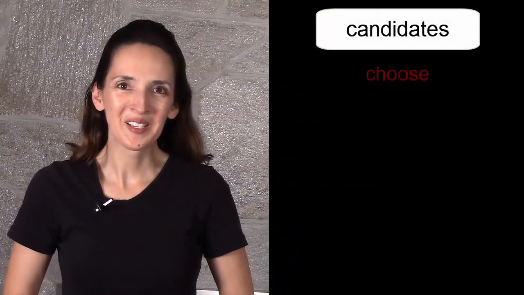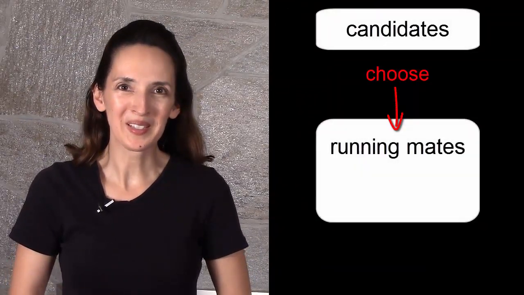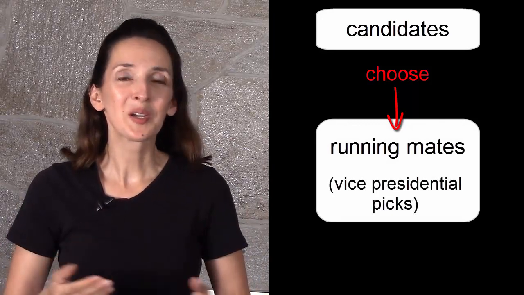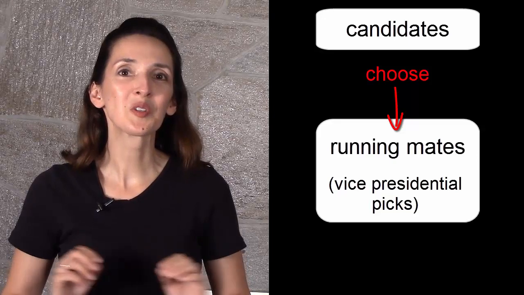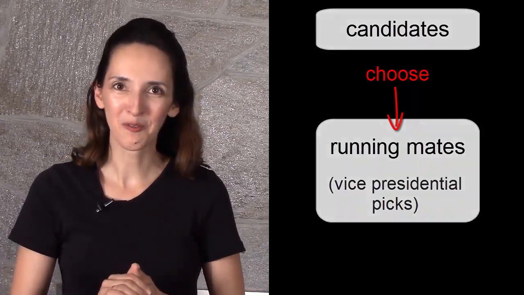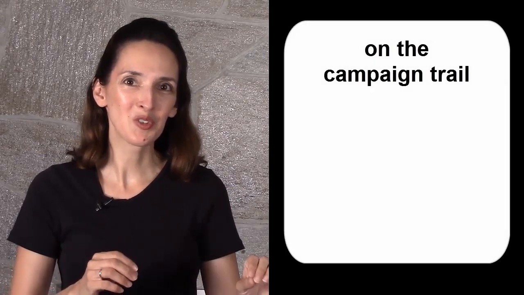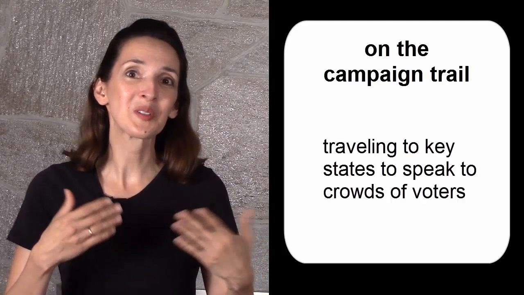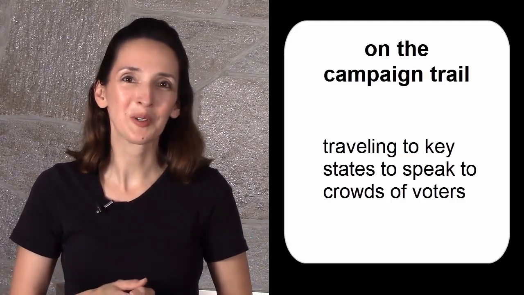Once we know who the candidates are, they choose their running mates. These are their choices for vice president. They start campaigning together in order to win the general election in November. When we say a candidate is on the campaign trail, it means they're busy traveling to key states in order to speak to crowds of voters.